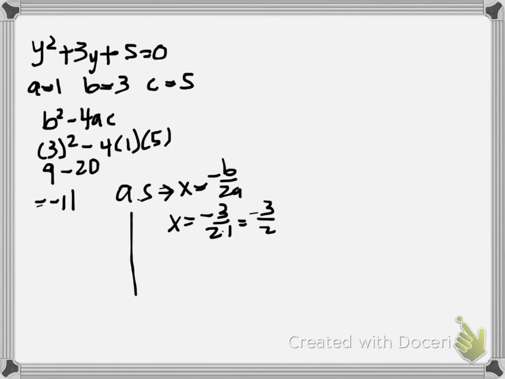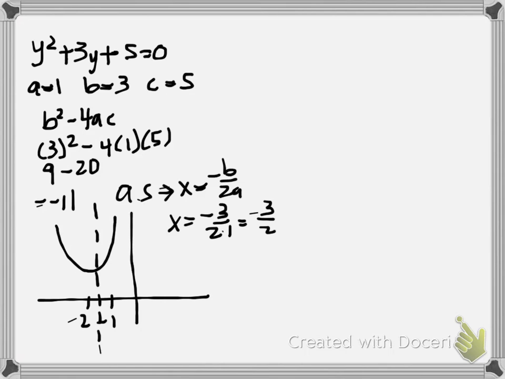I can already give you an idea of what the parabola looks like. I don't have to be specific with it. I know that my axis of symmetry is at negative 1.5, and I know that my parabola is facing upward, and it does not come in contact with the x-axis. That's what I mean by a floater, it's floating above. It will never come in contact with the x-axis, ever.